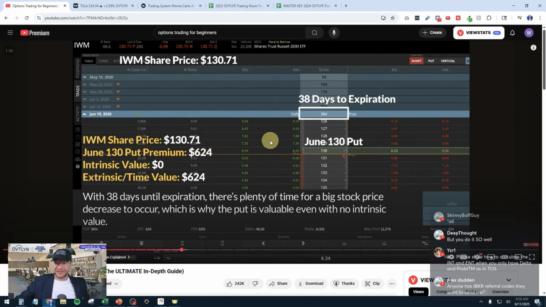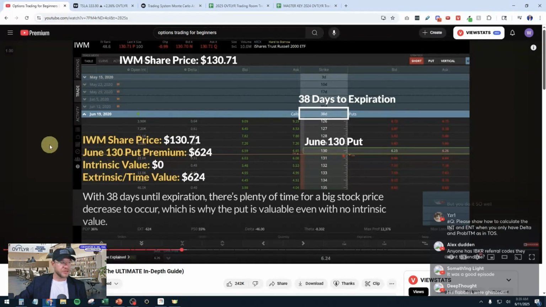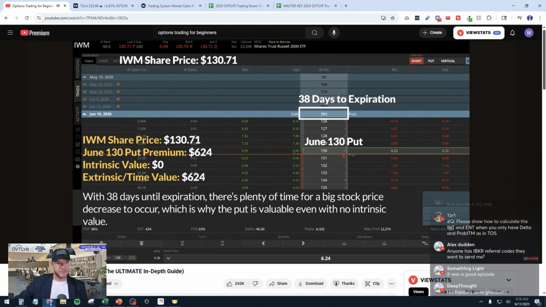Back to reality here. Looking at this put right here, at the money put, actually slightly out of the money put, is full of extrinsic value. It's all extrinsic value. And because of that, it is completely full of uncertainty value. Okay. That is what we're looking at right here. When it's all extrinsic, zero intrinsic, it's all uncertainty value. That we're seeing, there is certainly a good possibility that IWM falls significantly. And for that reason, that 130 put option would become significantly intrinsically valuable. And that's exactly what we saw happen.